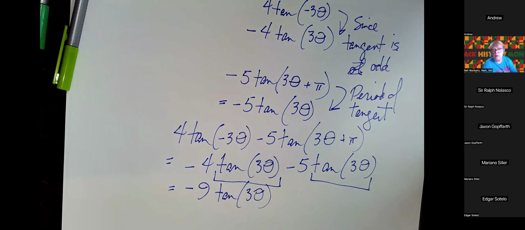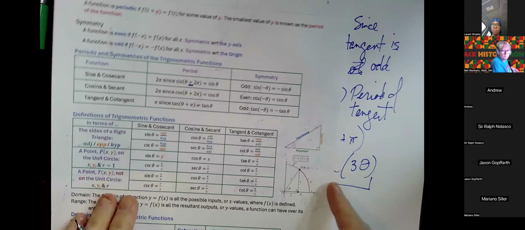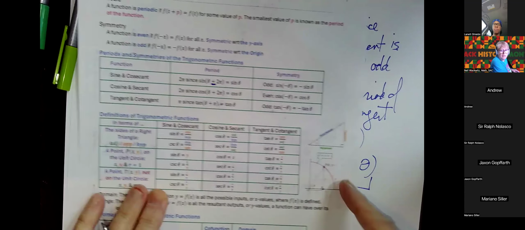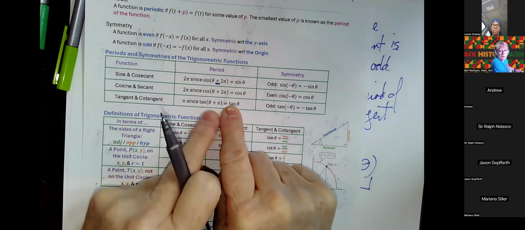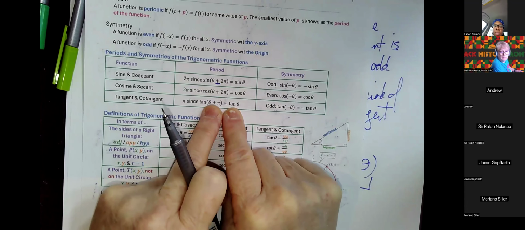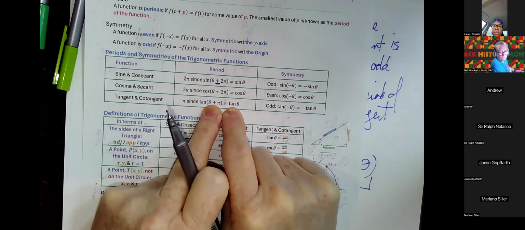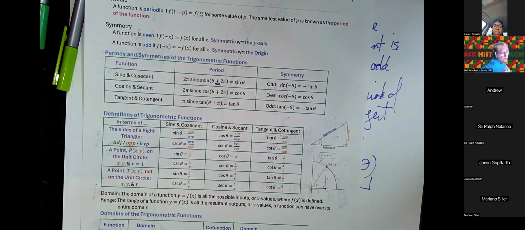So you know the rule that if the negative's on the inside, we can put it on the outside. Is there a rule for the pi? Just dropping it? Yeah, right here. Okay, cool. Thank you. And that's also the same for cotangent.